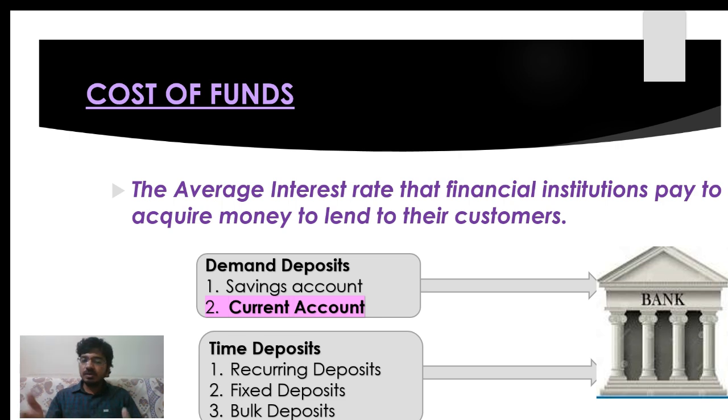Time deposit means there will be some lock-in period. Before that the customer cannot take the money from the bank. Customers can still take their money from the banks, but there will be some penal charges, like 1%, which depends on the bank, for pre-withdrawal before the time period ends. So these two things, demand deposits and time deposits, will be the cost of funds for the banks, or assets, sorry, liabilities for the bank.